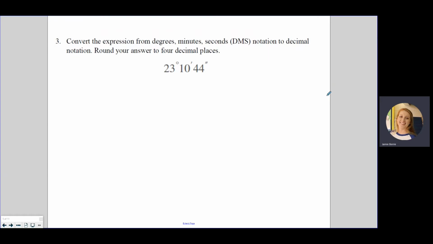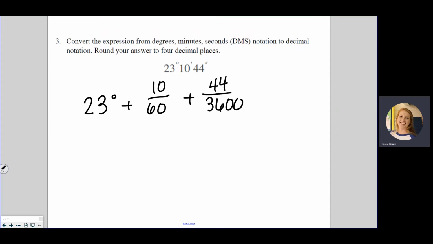All right, so here we have an example of converting between degrees, minutes, seconds, and decimal notation. We have 23 degrees, 10 minutes, 44 seconds. If we were going to convert this to decimal notation, we would do 23 degrees plus 10/60 plus 44 over 3600. Then we just plug this in the calculator.